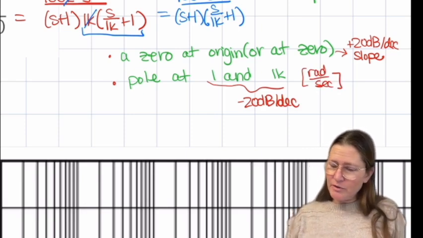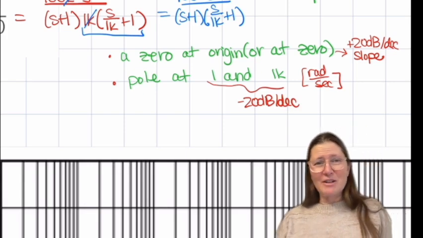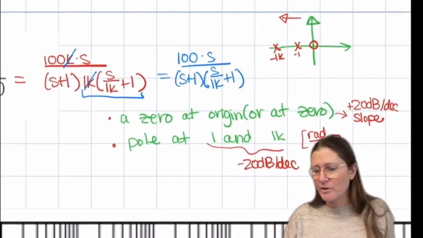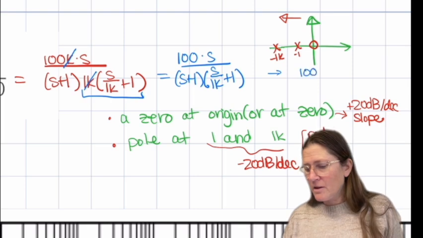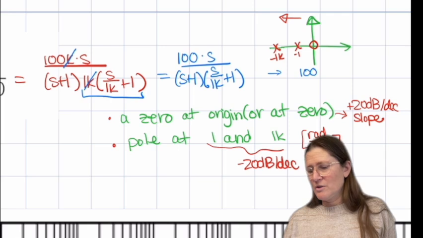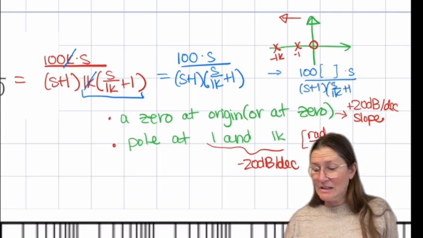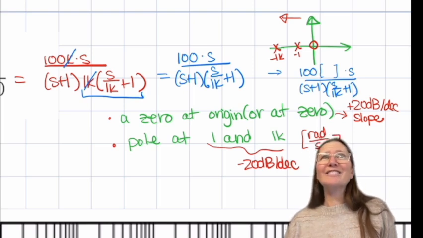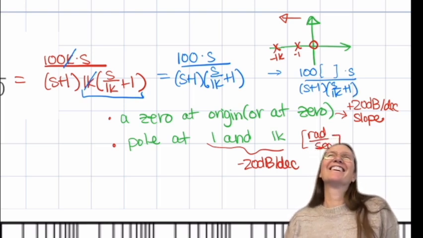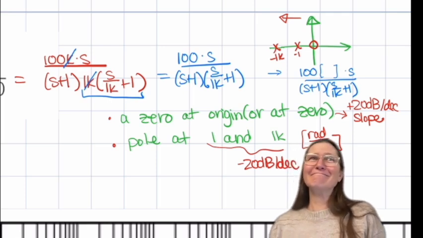And what about this 100? I forgot to write the 1K in there. Or no, I didn't. I crossed it out. So what about this 100? What does this 100 unit mean? Or what is the unit? Anybody remember? It's dimensionless because we're volts over volts, or V out over V in. So I gave it away. We're in volts per volt.